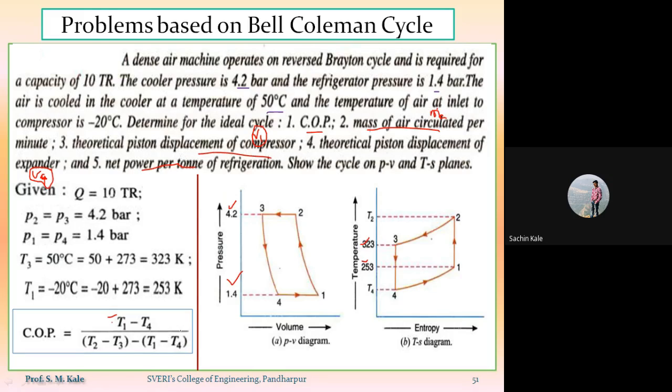So here we are going to use the formula number 3. Formula number 3 is nothing but T1 minus T4 divided by T2 minus T3 minus T1 minus T4.